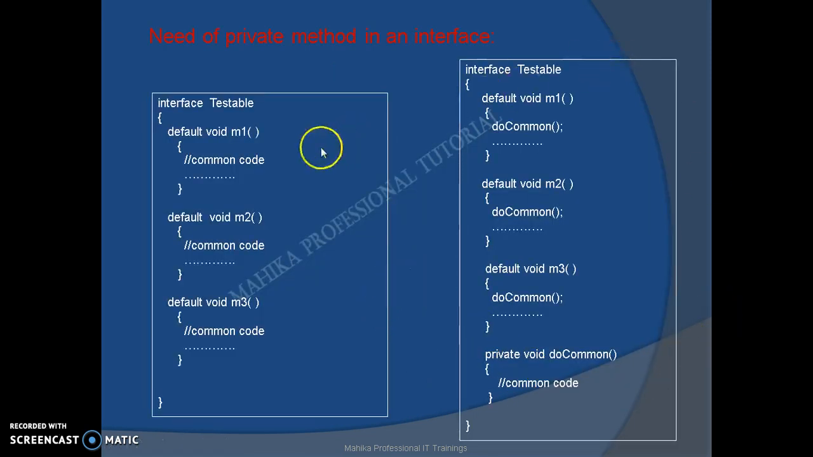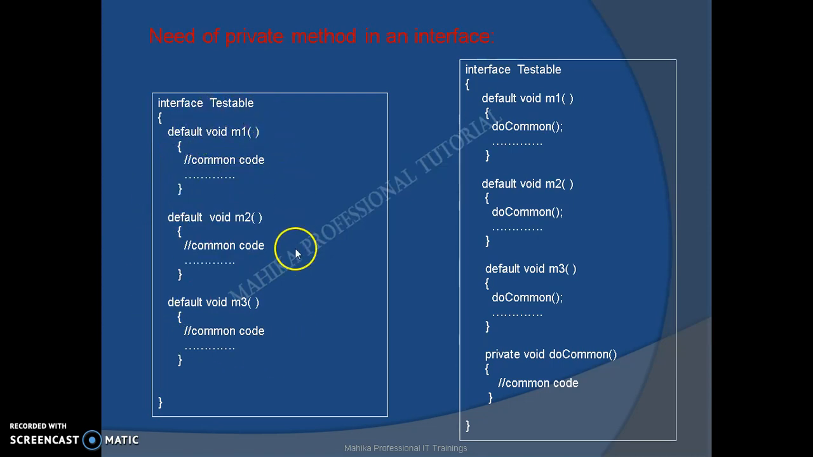Now let us first understand what is the need of a private method in an interface. Suppose we have an interface where we have different concrete methods which are default methods. Let's say methods M1, M2 and M3 are there, and these default methods have certain code which is common in these methods. Now if we use this approach, then there will be replication of code. That is, same code will be given in different methods.